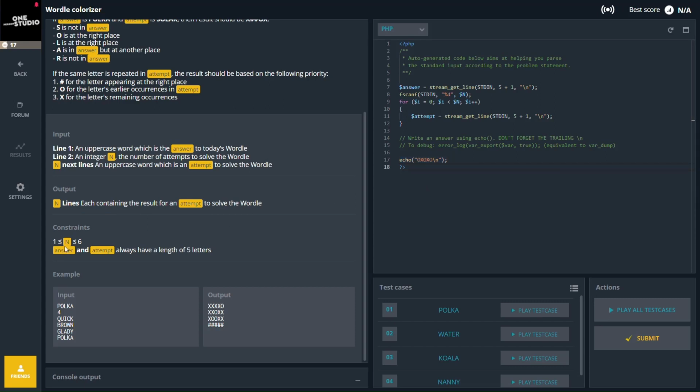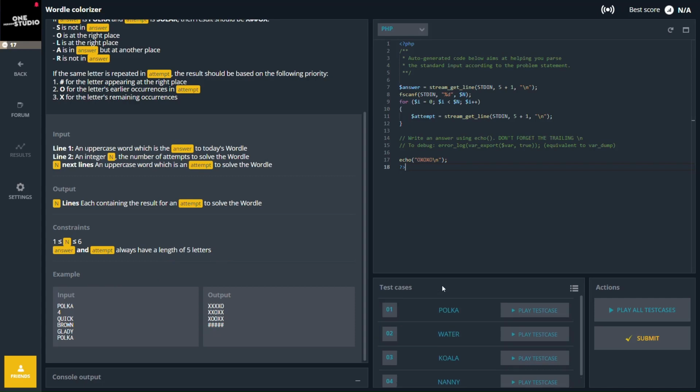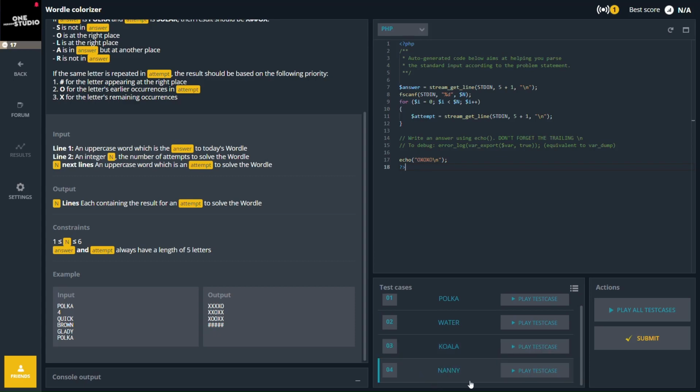Constraints: 1 ≤ n ≤ 6. The answer and attempt always have a length of 5 letters. So this is the example for input and output, and there are 4 test cases. The first one is POLKA, the second one is WATER, the third one is KOALA, and the fourth one is NANNY. Alright, let's solve it.